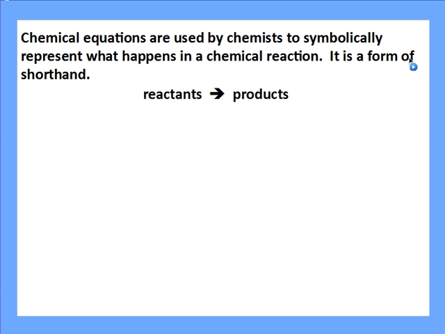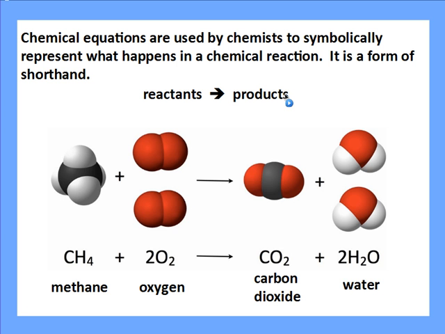Now, a chemical equation shows the reactants on the left-hand side of the equation, followed by an arrow pointing to the products that form. Notice it's an arrow in the middle of that equation, not an equal sign. So here we've got an example: methane gas reacting with oxygen gas to form carbon dioxide gas and water gas. Water vapour, but we'll call it water gas just to make it easier for ourselves today.